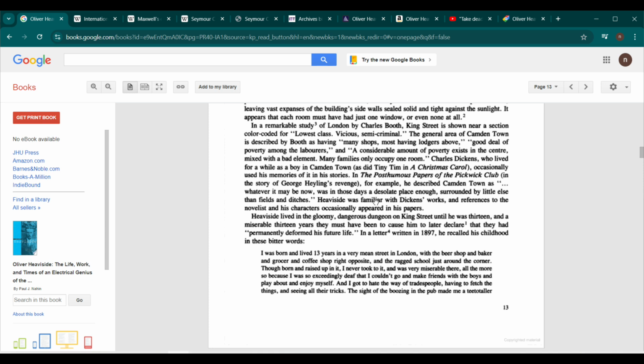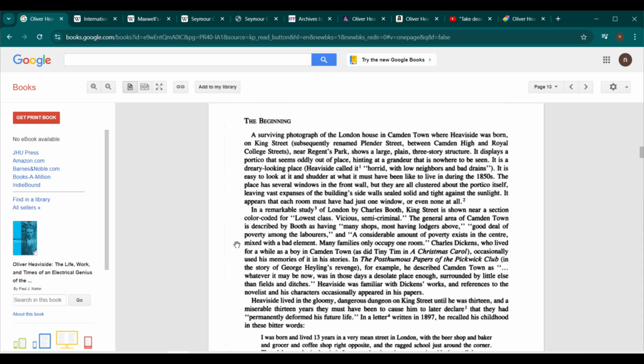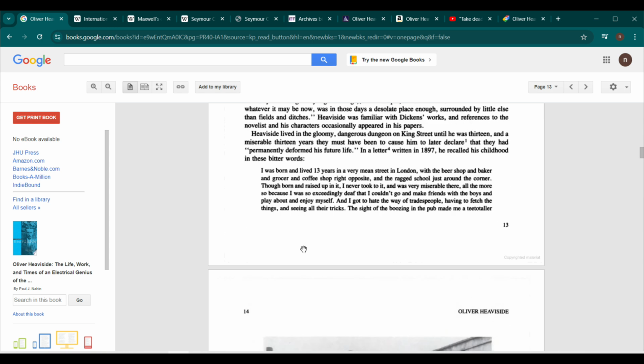He lived in a gloomy, dangerous dungeon on King Street until he was 13, and a miserable 13 years they must have been to cause him to later declare that they had permanently deformed his future life. It displays a portico that seems oddly out of place, hinting at a grandeur that is nowhere to be seen. A considerable amount of poverty exists.